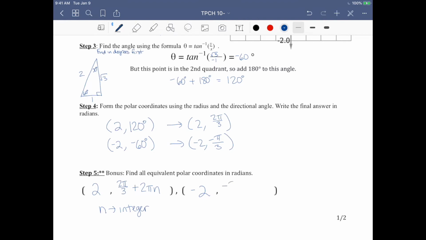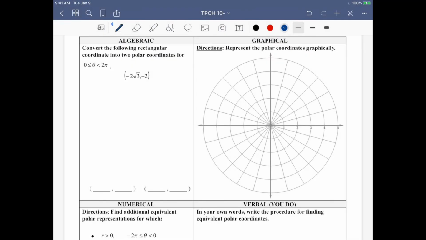Also, I can start at -pi over 3 and I can add 2 pi n to that, where n is still an integer. And these are all of the equivalent polar coordinates in radians. The algebraic box says convert the following rectangular coordinate into two polar coordinates for theta between 0 and 2 pi.